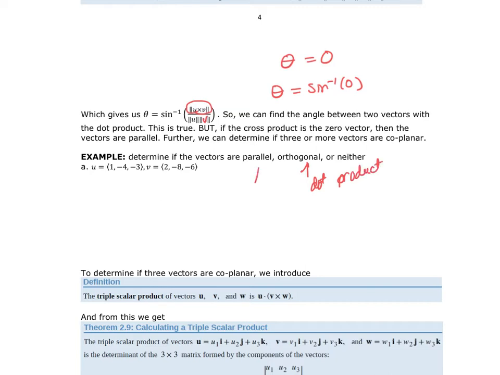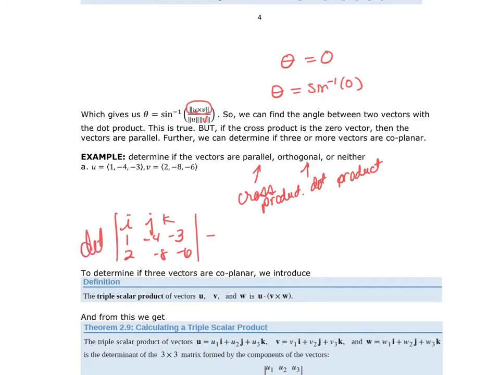But if I want to know if they're parallel, I use the cross product. And since we just learned the cross product, let's go ahead and do the cross product. i, j, k, 1, -4, -3, 2, -8, and -6.